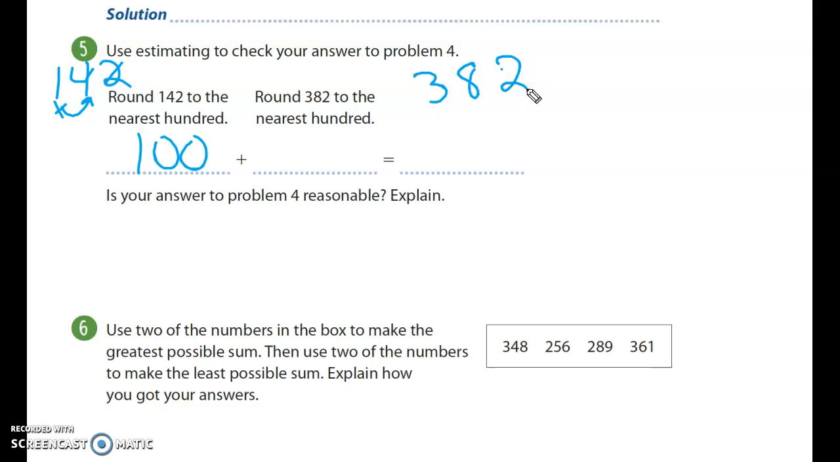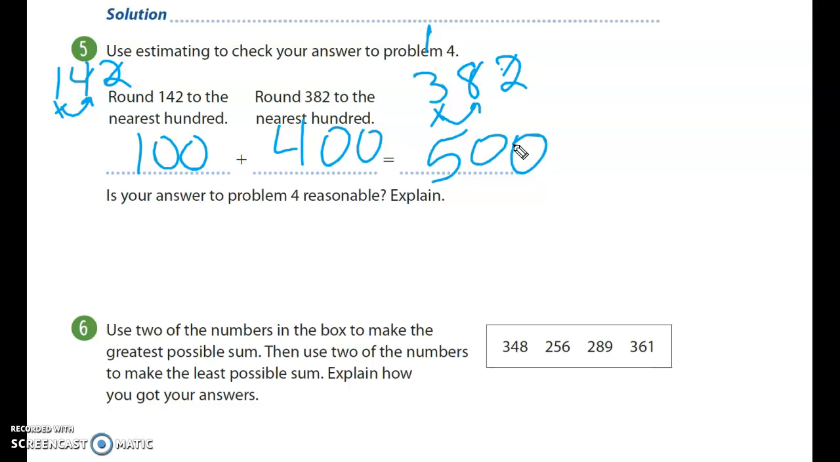Round to the nearest hundreds. What number's in the hundreds place in 382? 3. Look at number to the right. What does the 8 say to do to the 3? Add 1. What's 1 plus 3? 4. And replace these two numbers with zeros. So this is what it means when they tell you to estimate. Okay? You're rounding first, and then we add. So what's 100 plus 400? Yeah, 500.